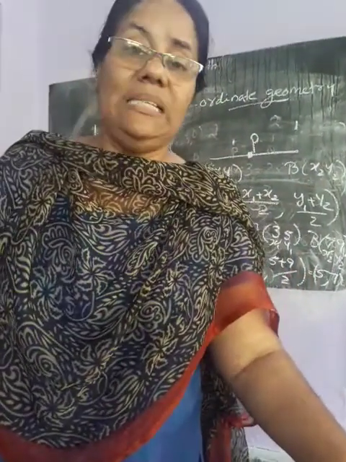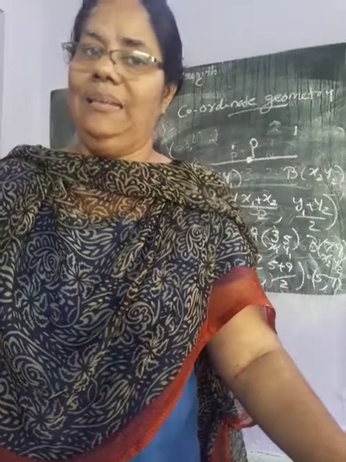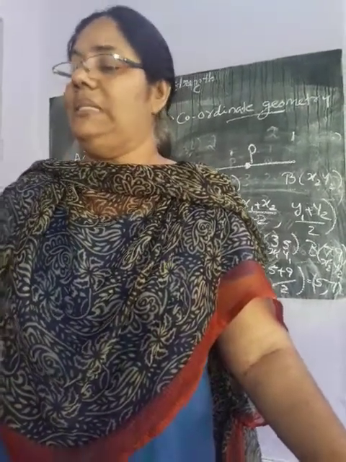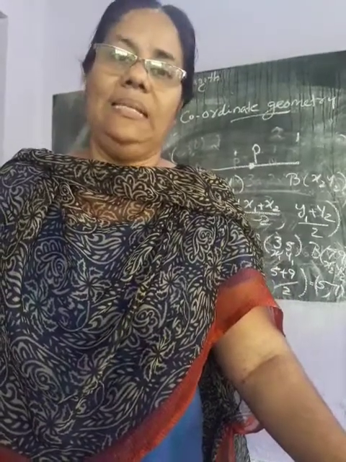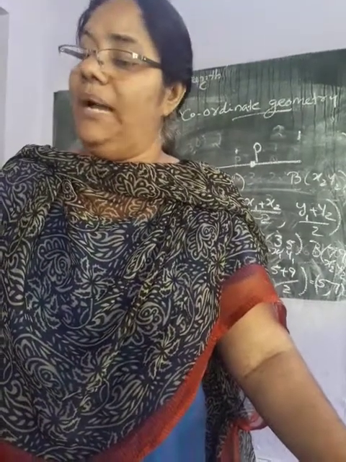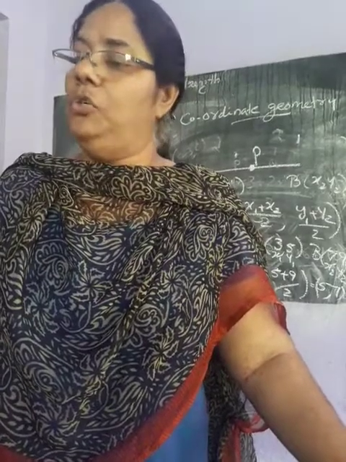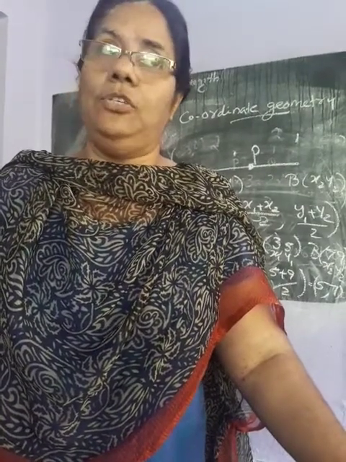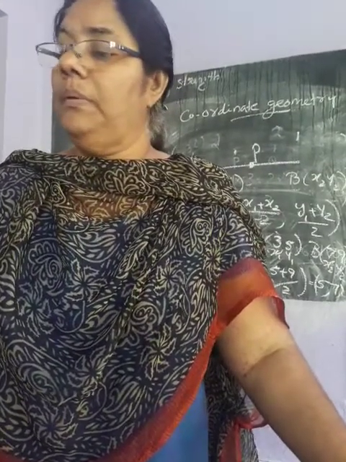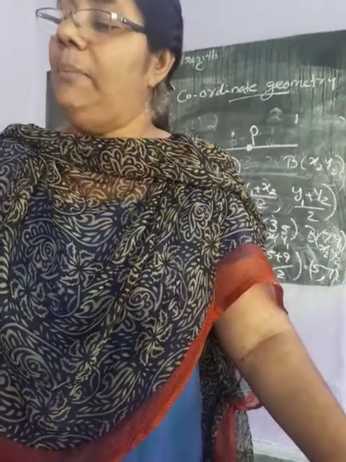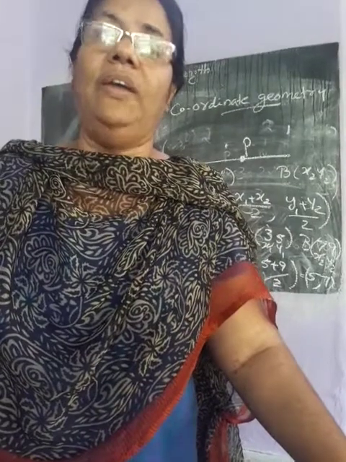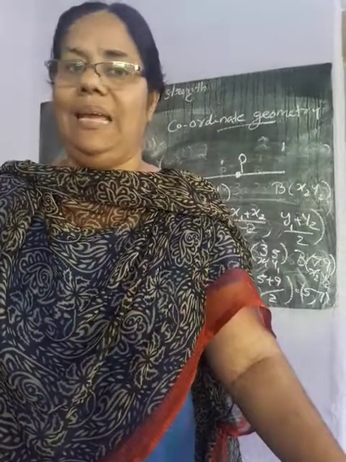Then, from your textbook, I will give the first question. A is minus 6, 7 and B is 3, 5. Then the answer P is equal to minus 6 plus 3 by 2. What is minus 6 plus 3? Minus 3 by 2. Then 7 plus 5 by 2. What is 7 plus 5? 12 by 2, 6. Understand? Next.